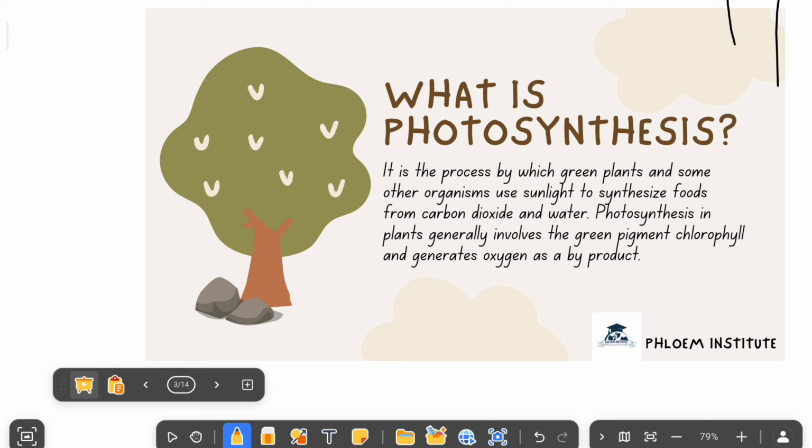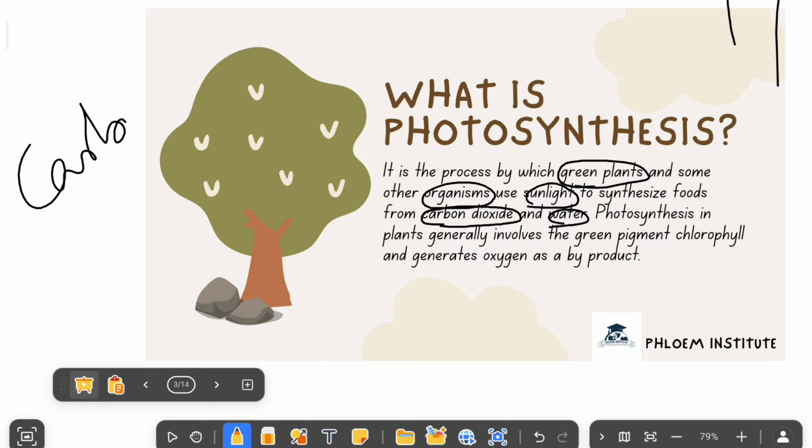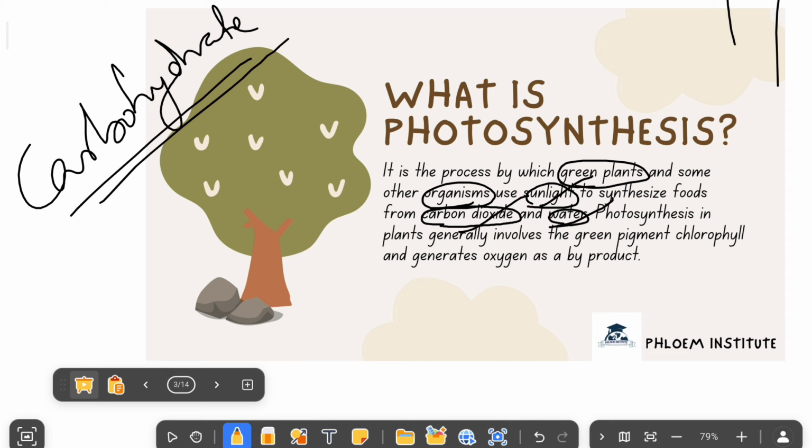So what is photosynthesis? Put simply, it's a process where some green plants and other specialized organisms trap the sunlight as light energy and use raw materials like carbon dioxide and water to prepare their food. That food we call carbohydrate. So in simple words, some green plants or special organisms use the sunlight and raw materials, carbon dioxide and water, to prepare the carbohydrate.